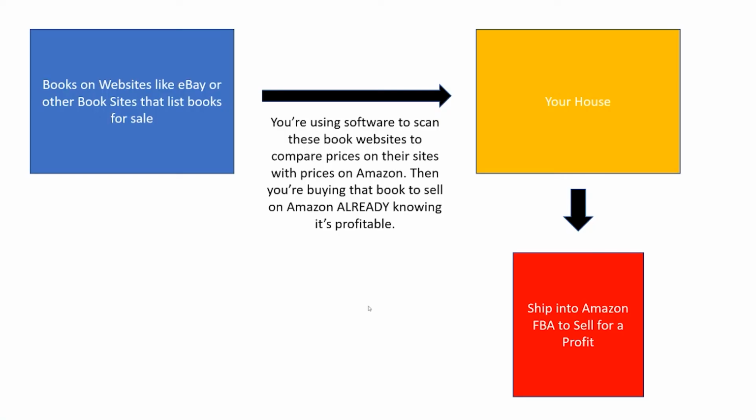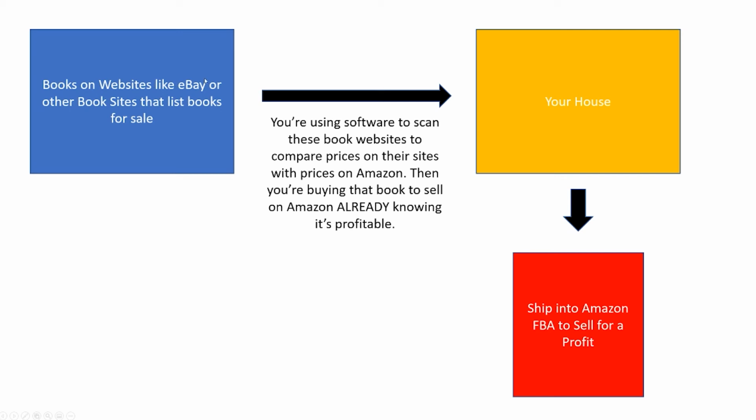So book flipping on Amazon is one of my favorites. And basically what you're going to do is you're going to use software to scan book websites and compare prices on their sites with prices on Amazon. Again, the software does it all for you. And then you're buying that book to sell on Amazon already knowing it's profitable because you've already used the software to compare the prices, okay?